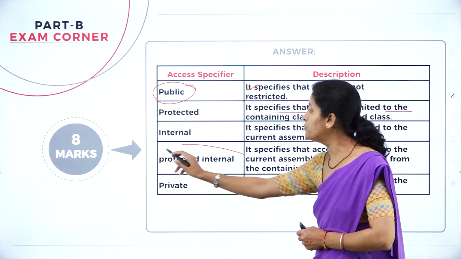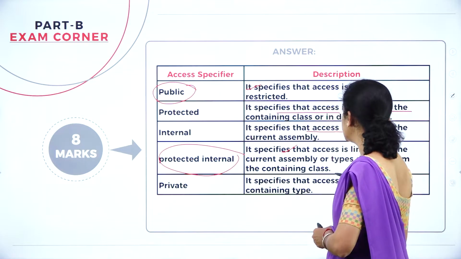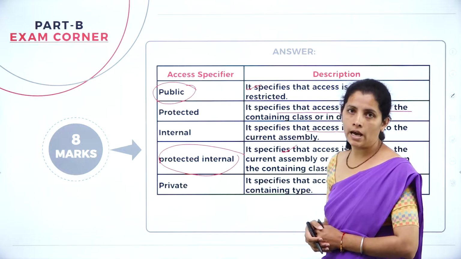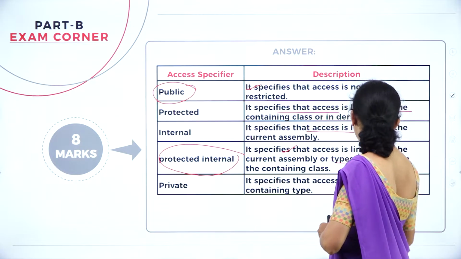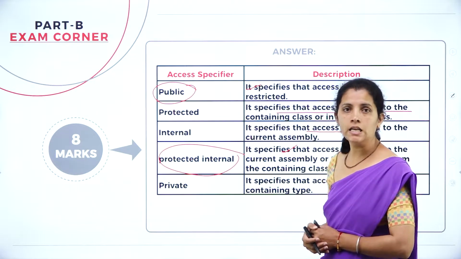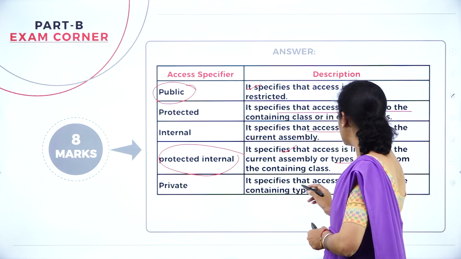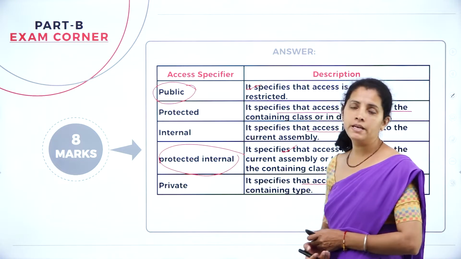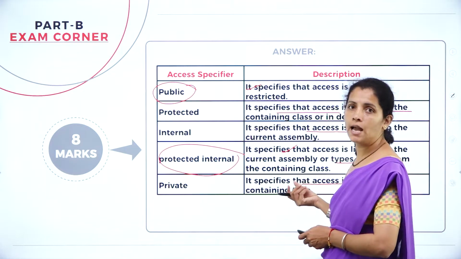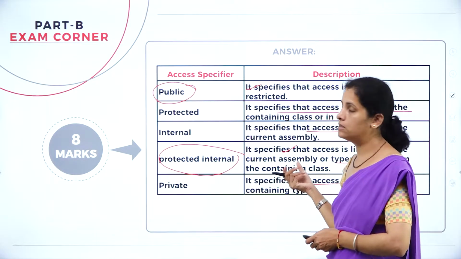Then what about protected internal? It specifies that access is limited to the current block or current assembly, or types derived from the containing class. The next one is private. It specifies that access is limited to the containing type. Here, containing type is nothing but the class or within the method.